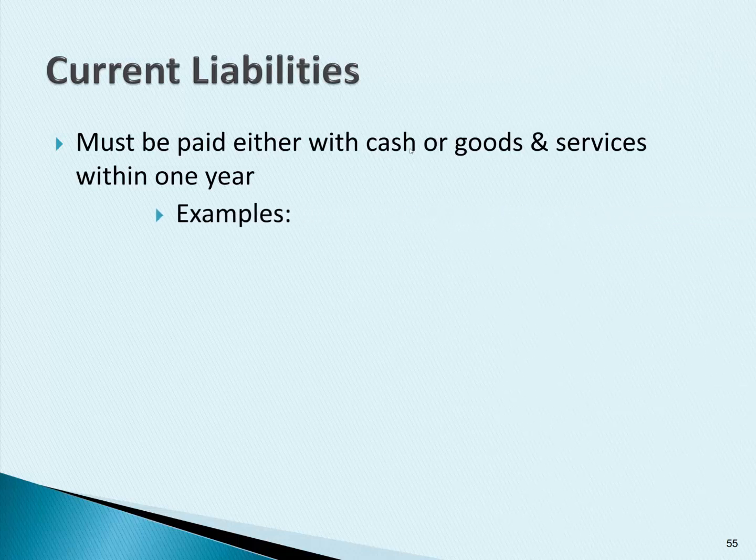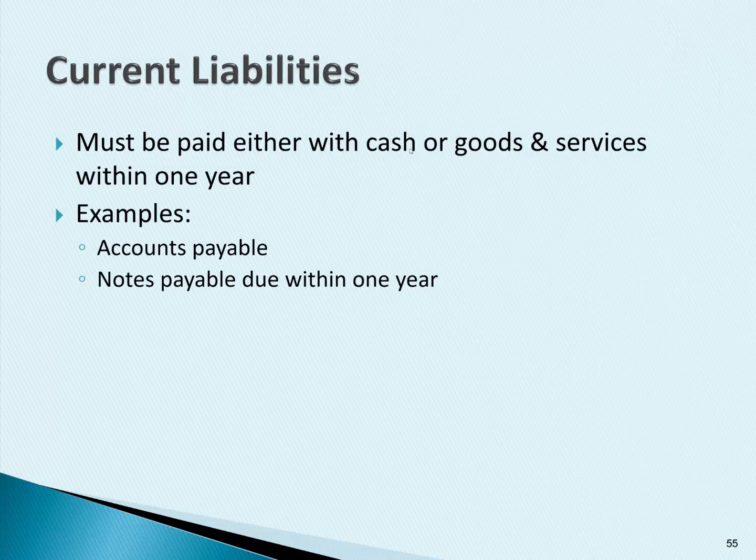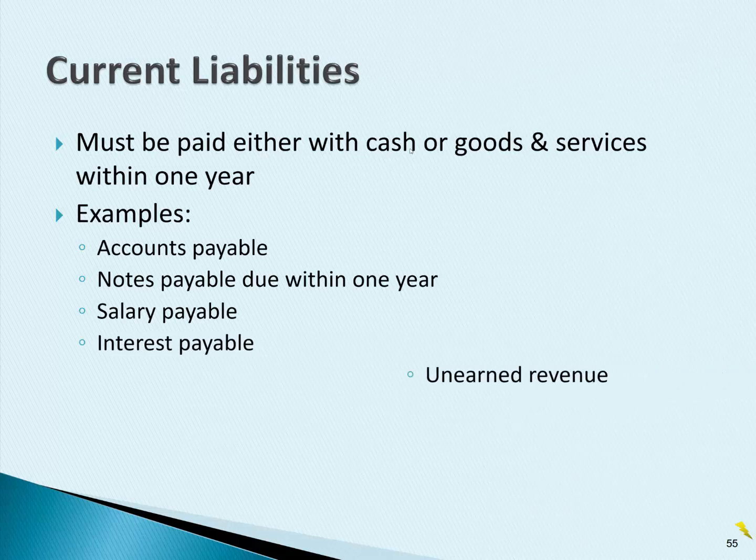Some examples are going to include the ever popular accounts payable and notes payable due within the next 12 months. Also, salaries payable are obviously a current liability because your employees expect to be paid within the next 12 months. And interest payable. And of course, the unearned revenue, like unearned subscription revenue. Those are all liabilities that we expect to pay with cash, or in the case of unearned revenue, give the good or service within the next 12 months. So those are all considered current liabilities when we create the balance sheet.